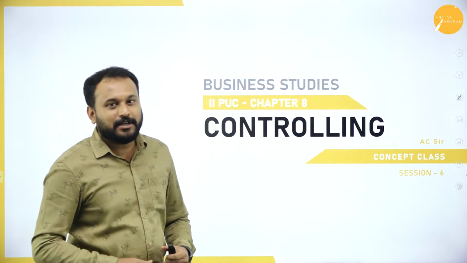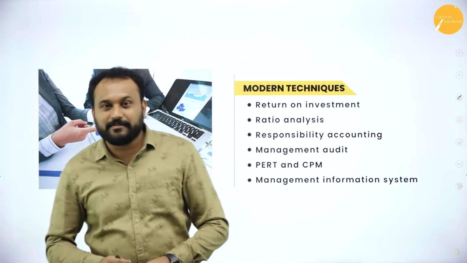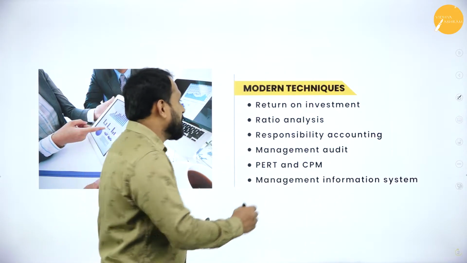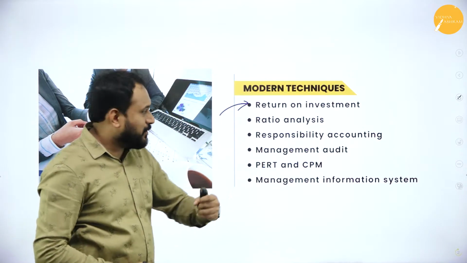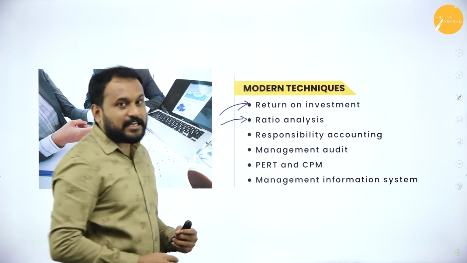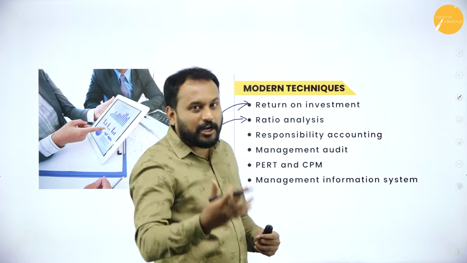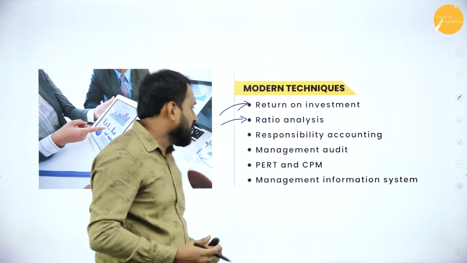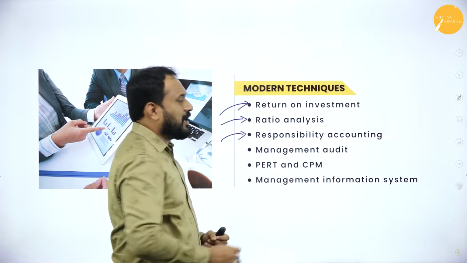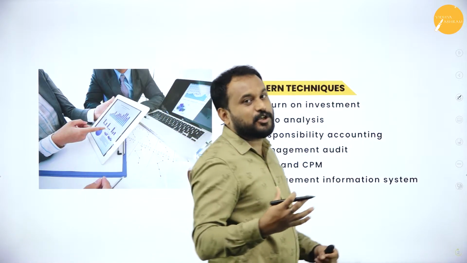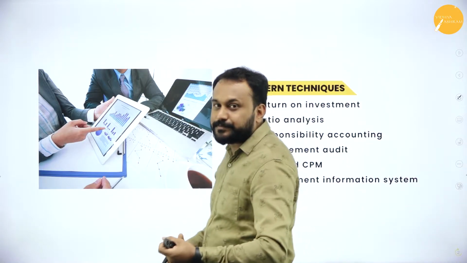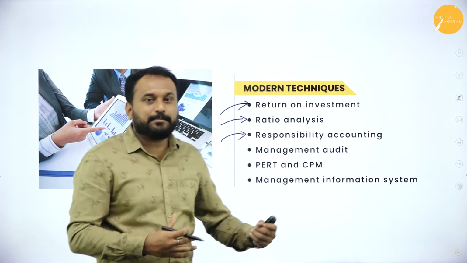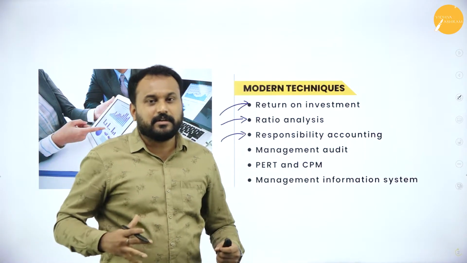In the last session, I told you about the modern techniques of controlling, where we understood what exactly they are. Return on investment we have finished in the last session. We know what exactly return on investment is all about. Ratio analysis is done. We have so many ratios: liquidity ratio, solvency ratio, profitability ratio. Then we went with responsibility accounting, that is responsibility centers you are supposed to make in different departments, so that you will get to know the cost, then the revenue and the profitability, and the last one was turnover.